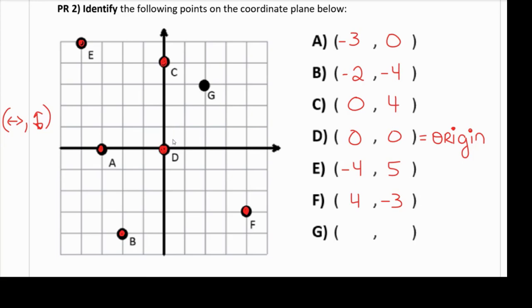Then letter G. To get to letter G, I'm going to go 1, 2 to the right, and 1, 2, 3 up. So +2 to the right, and +3 up. So there we go. These are the answers for the practice problems.